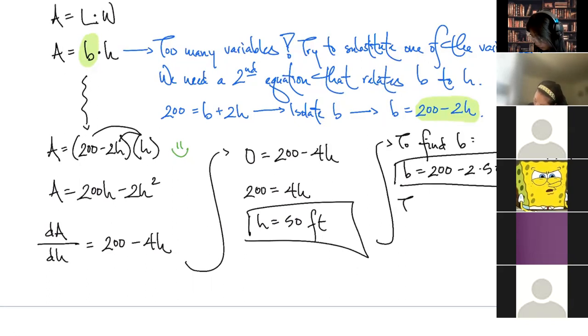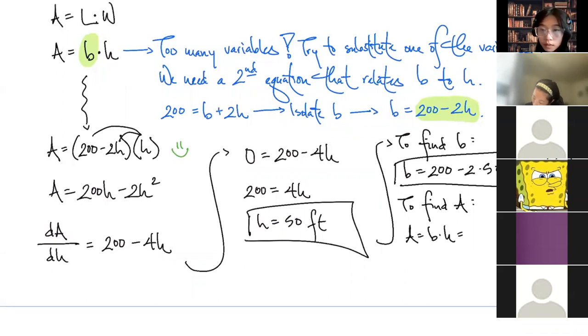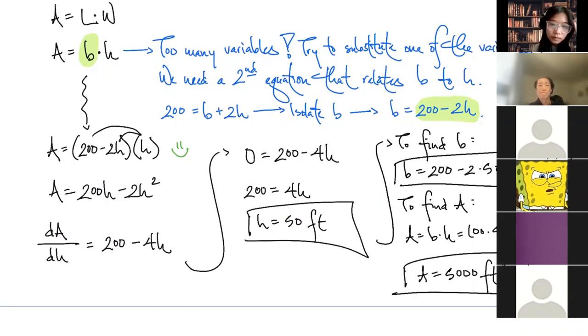All right. And then to find area, how do we find our area? Multiply b times h, and that is exactly the equation that we had first in our brain dump. Exactly. Area equals base times height, which gives me 100 times 50. And so I get area equals 5,000. Please do not forget your units, feet squared. Okay.